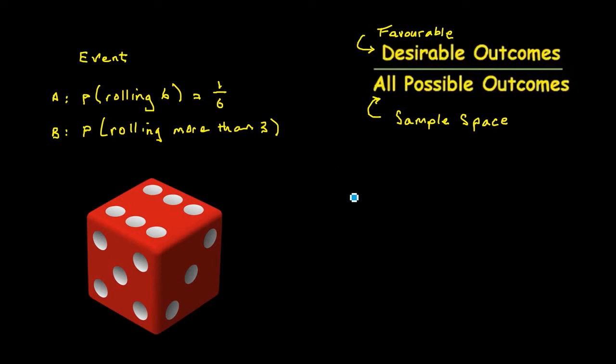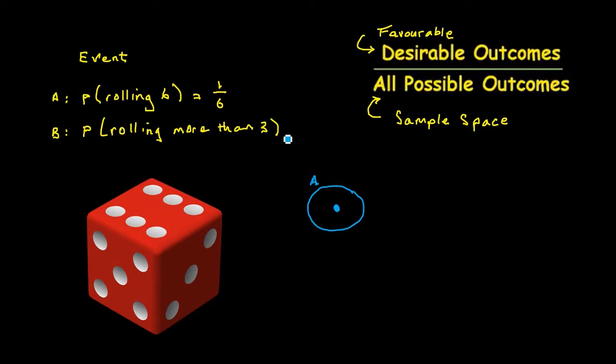So if I draw a diagram down here, which is basically a Venn diagram, if you've come across Venn diagrams before, this can represent event A, and there's only one favourable outcome. I'm going to represent that by a dot. So the number of favourable or desirable outcomes for event A is just 1.